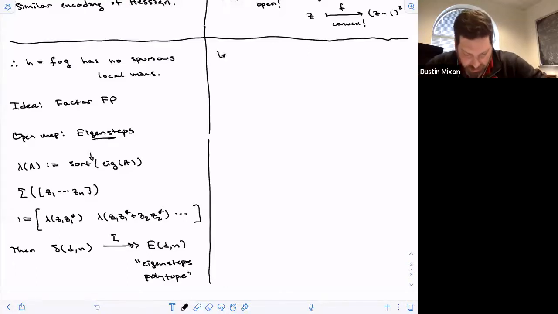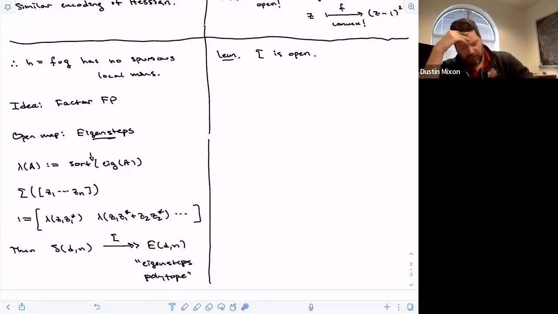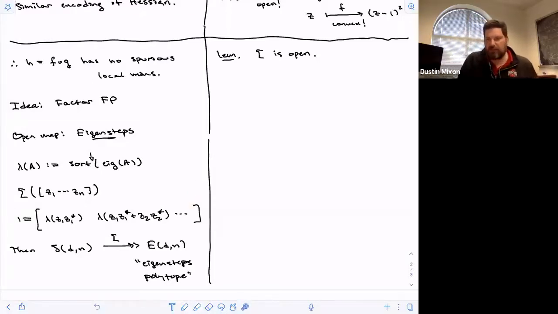I will say that the main result of this section is that the Eigensteps map is open. When I say that, I'm thinking in the subspace topology. This Eigensteps polytope is sitting inside of a real vector space. The real vector space has a standard topology, and then I take the subspace topology for the polytope. The reason this is interesting is that if you take the last column of the Eigensteps matrix, what you're getting are the eigenvalues of the frame operator.